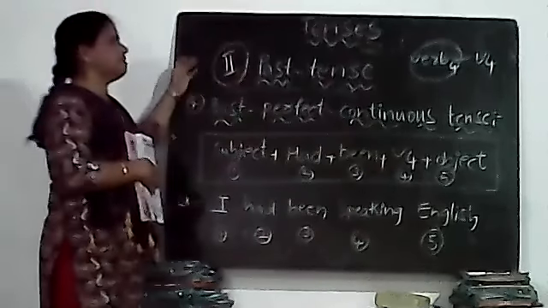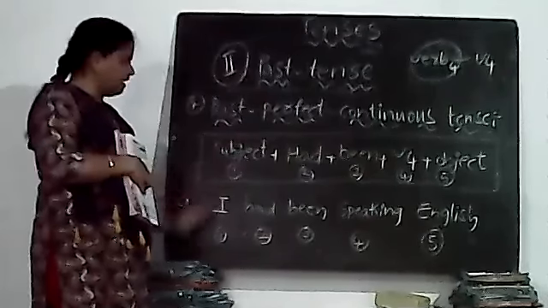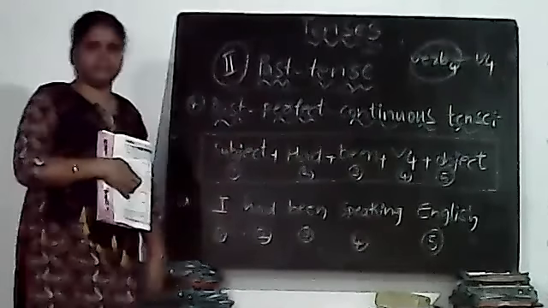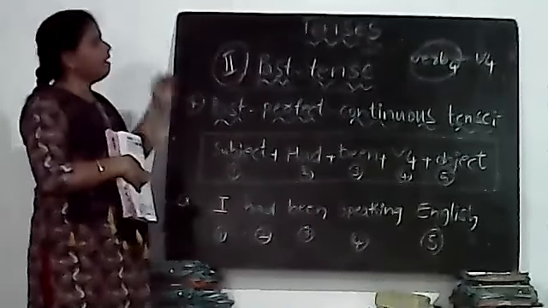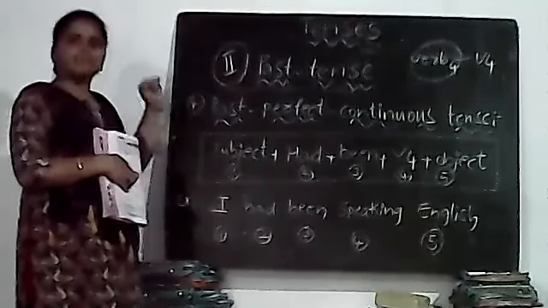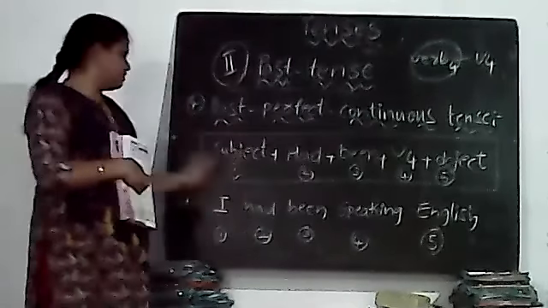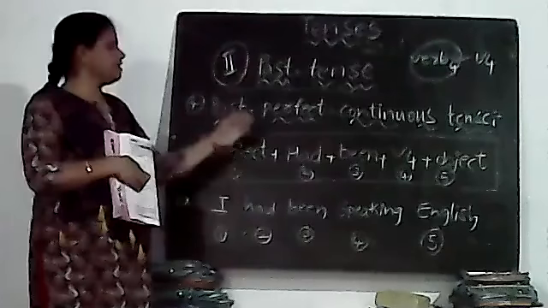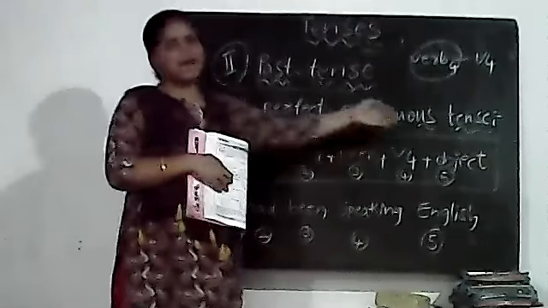So these are the structures and examples of the past tense: simple past tense, past continuous tense, past perfect tense, and past perfect continuous tense. The past perfect continuous tense structure is subject plus had plus been plus verb 4 plus object.